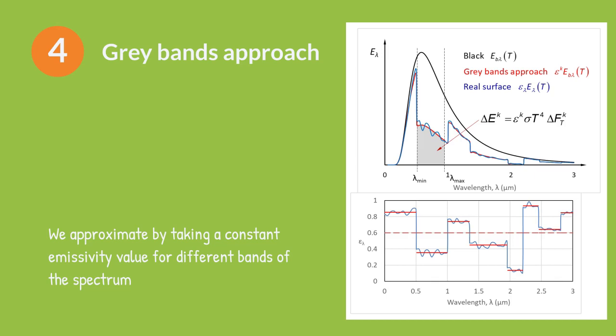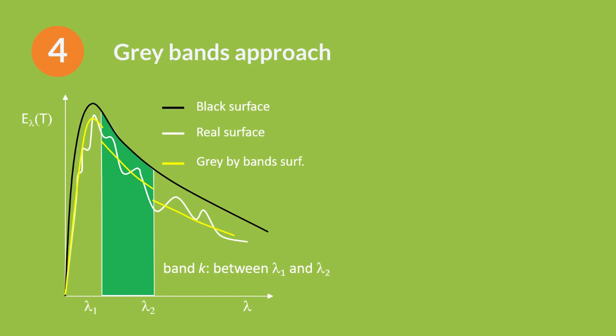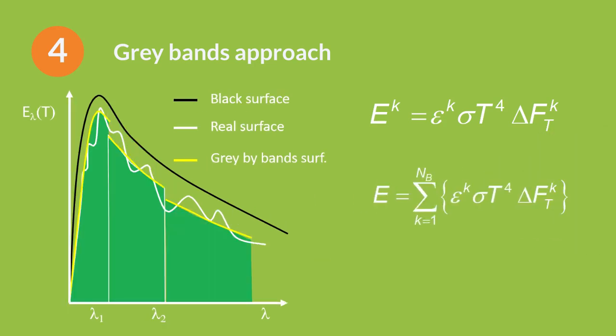Like the mesh for conduction in solids. Thus, the emissive power in a band of the spectrum is the emissivity in that band, which is constant, times the emissive power of a black surface in that band of the spectrum. The area under the curve is no longer an integral but a summation, where n sub b is the number of bands considered.